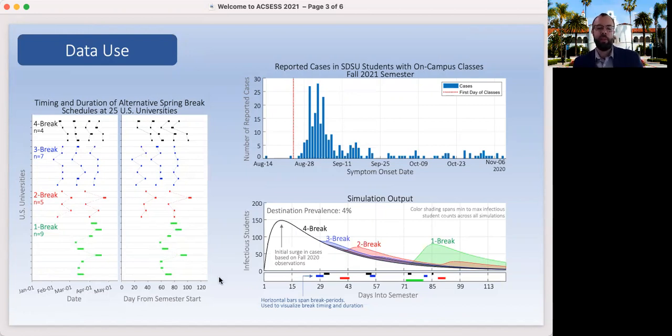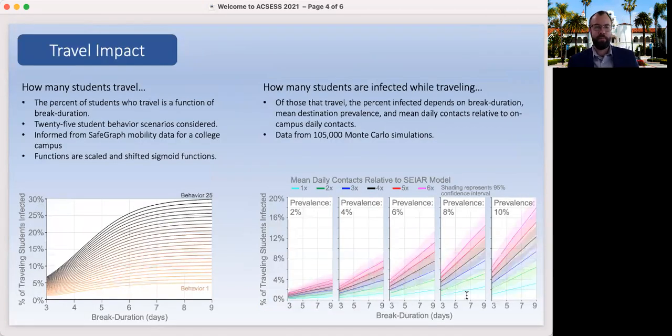To calibrate our base model, we surveyed COVID-19 dashboards of 8 universities and noticed the same pattern observed here at SDSU. That is a large surge in cases in the first couple weeks of the semester, followed by small counts afterwards. Parameters in our base model were fit to mimic this trend. This last figure shows an example simulation. As you can see, there's an initial surge in cases during the start of the semester, followed by a steady decline. The horizontal bars at the bottom down here visualize the start date and duration of each break period within our 4 break schedules. There's more to the simulation we can discuss, but first we need to go over the dynamics related to traveling students.